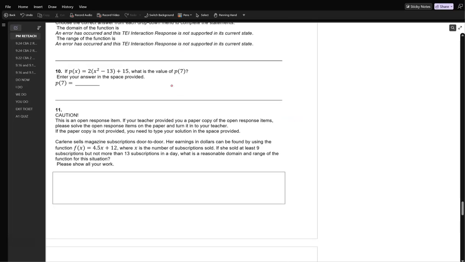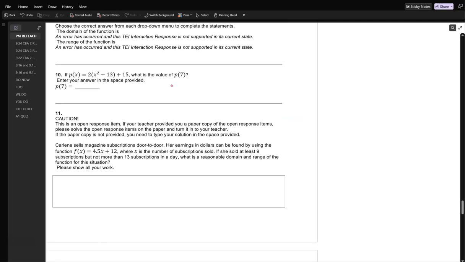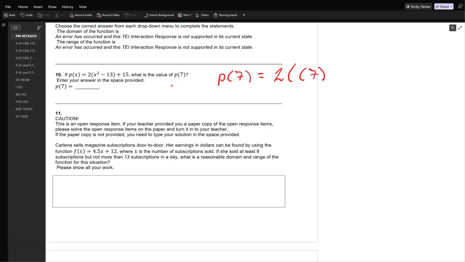Alright, let's go and jump to 10. Alright, so we discuss these kinds of problems. This is clearly substitution of 7 in for x, our independent variable. So let's go and do that. P of 7 equals 2 times 13.